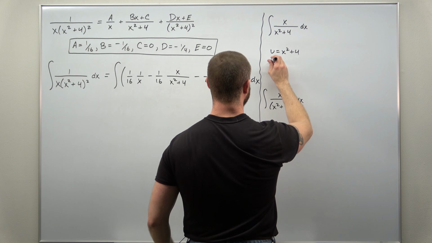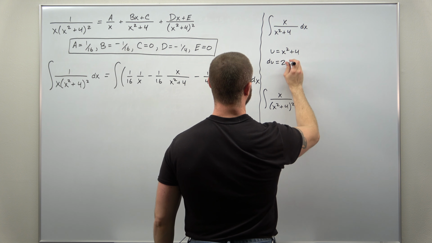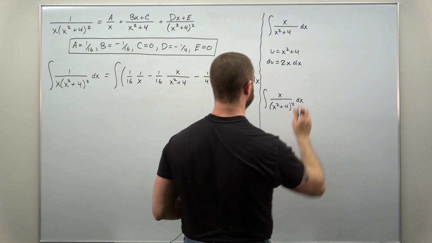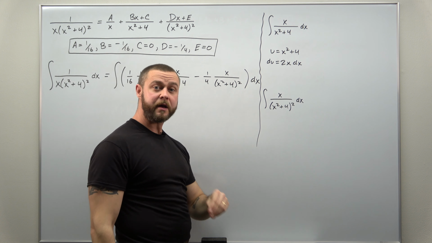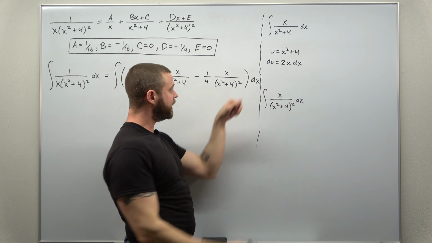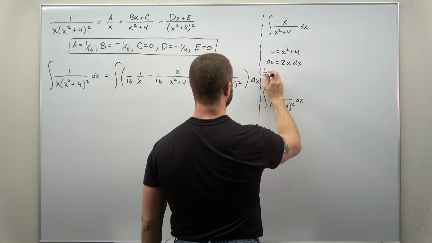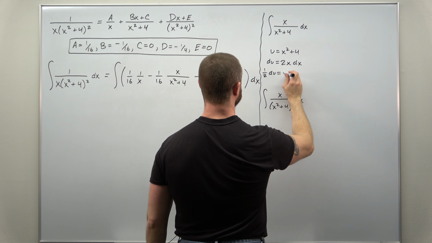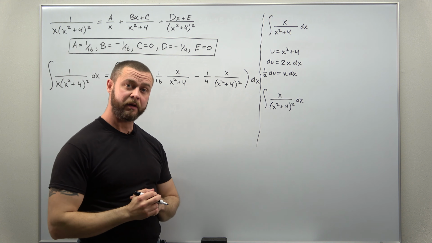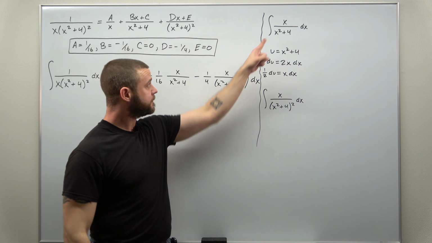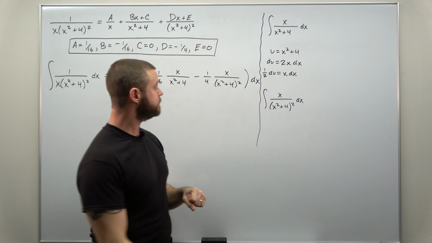Du here comes out to 2x dx. There's no factors of 2 there. Same trick that we've been doing in a lot of other examples. Divide the 2 over: 1/2 du equals x dx. All right, let's tackle the first one with our substitution.